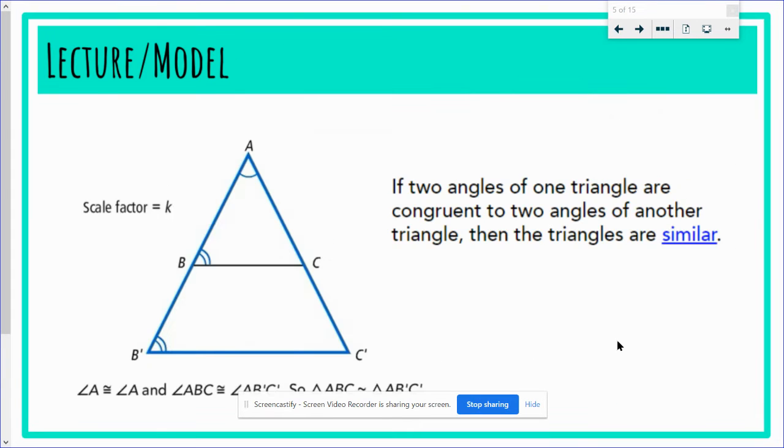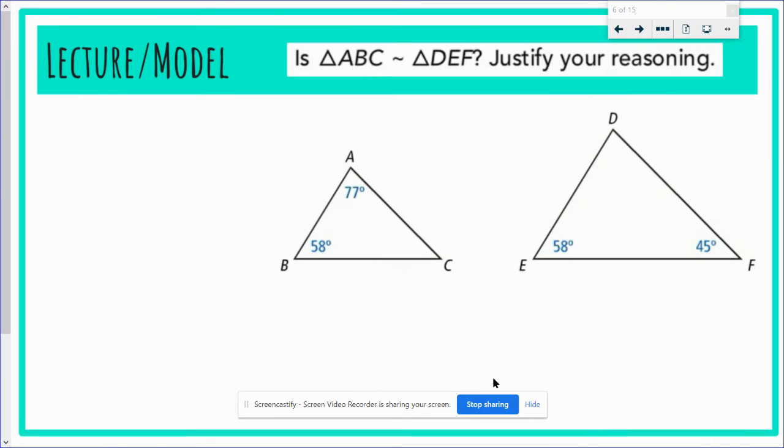Alrighty, so our big main idea today is that if two angles of one triangle are congruent to two angles in another triangle, the two triangles are similar. So if a set of triangles has two congruent angles, they are similar, just like if a set of triangles has two proportional sides, they are also similar. Let's take a look at what that looks like.